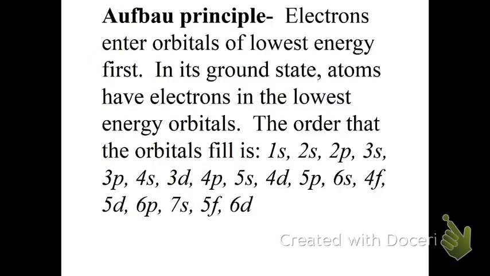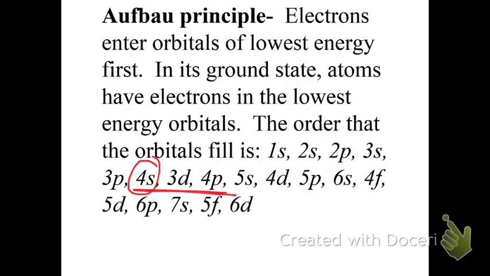The Aufbau principle states that electrons enter the orbitals of lowest energy first. In the ground state, atoms have electrons in the lowest energy order. Here is the order in which it fills: 1s, 2s, 2p, 3s, 3p, 4s, 3d. Notice that that is where it drops down right there, and that is because it requires less energy.